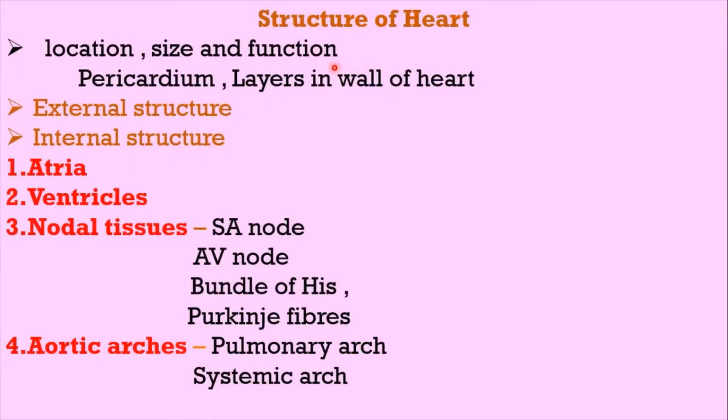In this topic, I discussed the location, size, function of the heart, about the pericardium and different layers present in the wall of the heart. The external structure, about the different chambers of the heart and grooves present in between those chambers. I discussed the detailed structure of internal parts of the heart, the atria, ventricles, nodal tissues and aortic arches. Now we are going to learn how to draw the diagram of human heart easily.